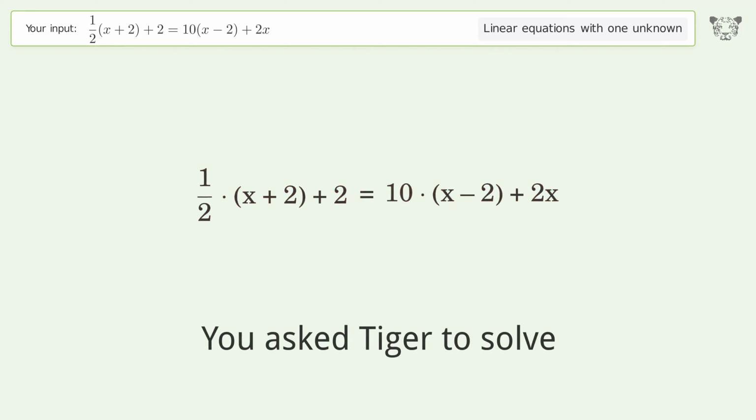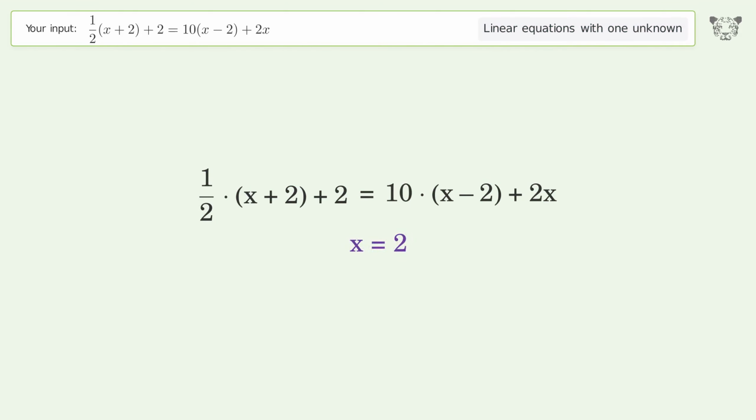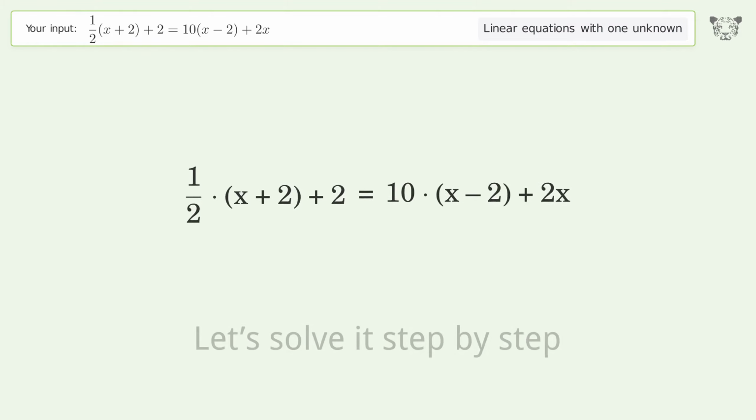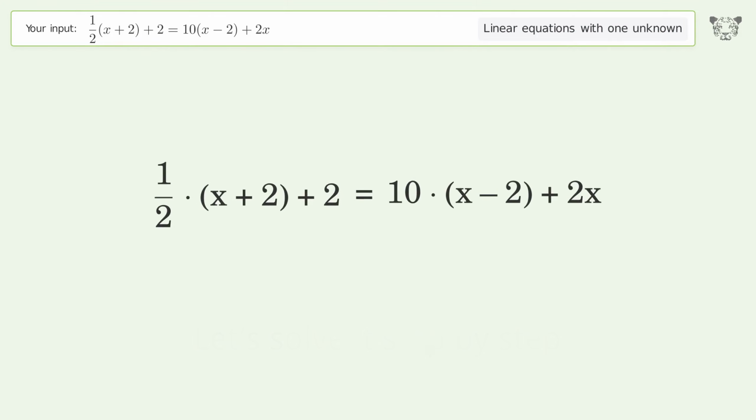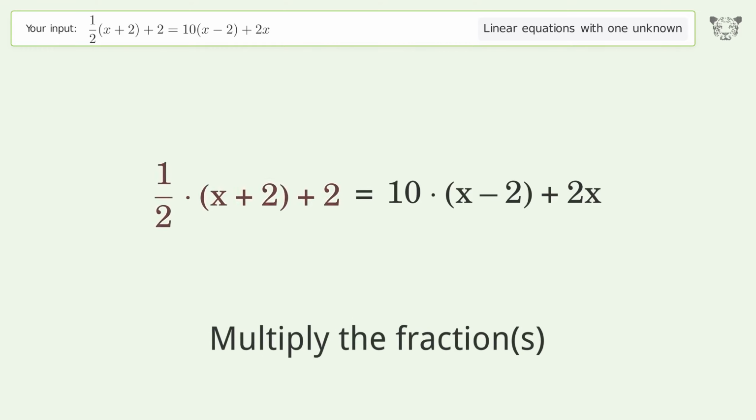You ask Tiger to solve. This deals with linear equations with one unknown. The final result is x equals 2. Let's solve it step by step. Simplify the expression. Multiply the fractions.